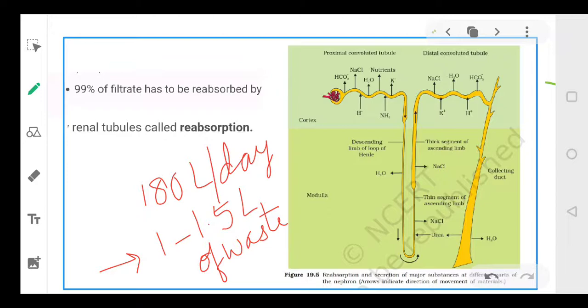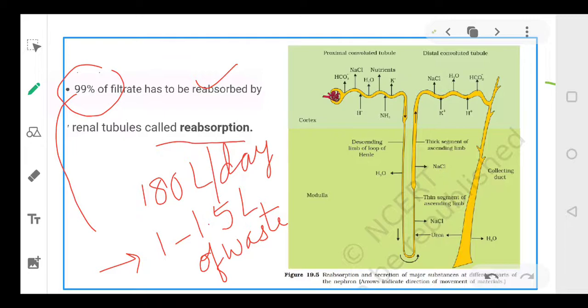So this means that 99% of the filtrate is reabsorbed back. Okay, 99% of the filtrate is reabsorbed by the renal tubules, and this process is called reabsorption. The tubular epithelial cells in different portions of the nephron do this.